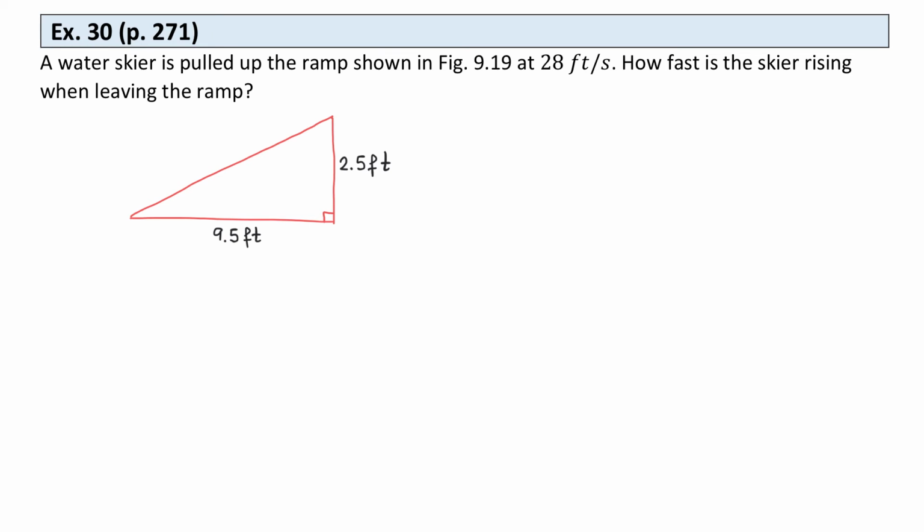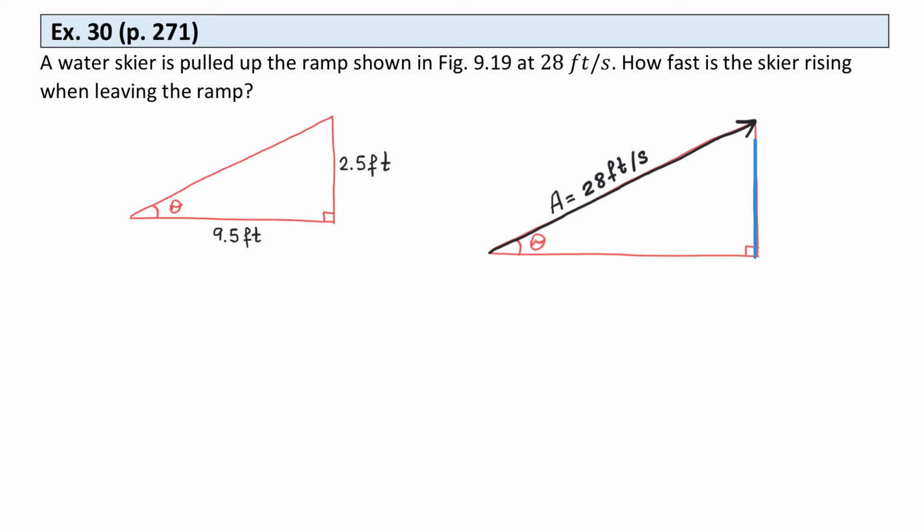But now to the right, let's draw a similar triangle to this one. Both these triangles have the same acute angle theta. However, in the triangle to the right, we will have a vector that will represent the velocity of the skier. And the velocity is 28 feet per second. To find how fast the skier is rising when leaving the ramp means to find the vertical component of this vector. We will call this vertical component A sub y.